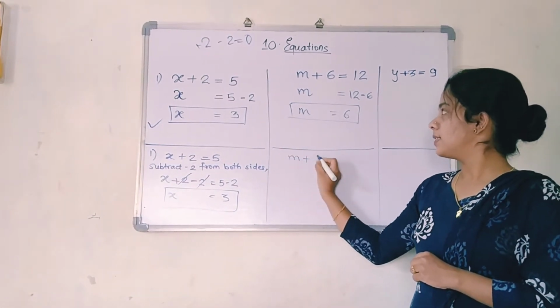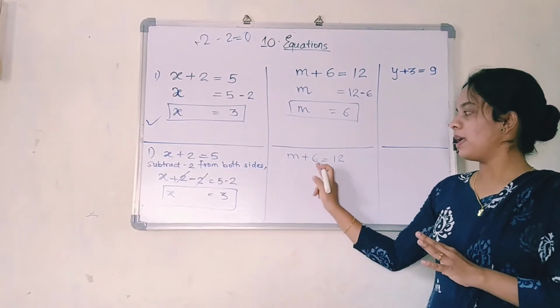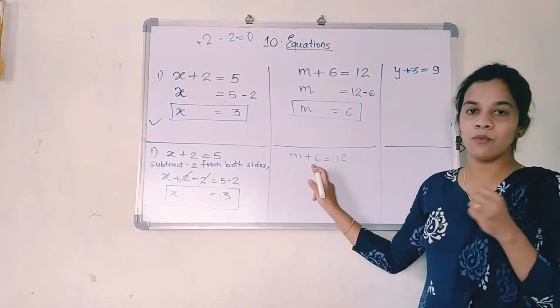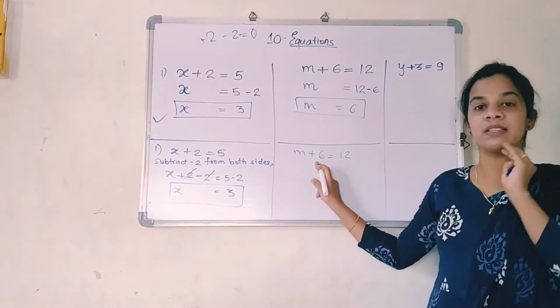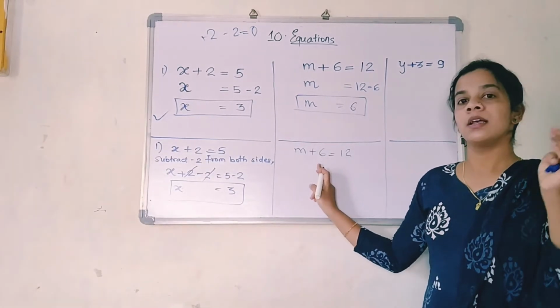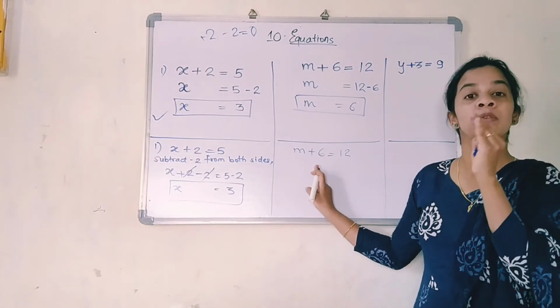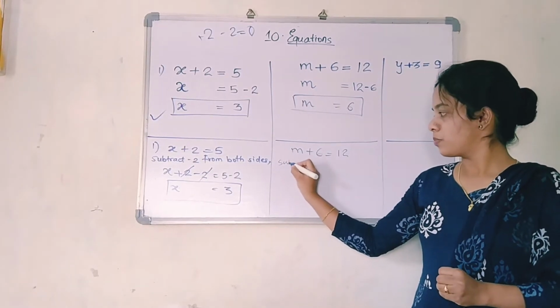By another method, if you want to do it, you may clearly see I am just going to write the question. M plus 6 is equal to 12. Same question. Here it is plus 6. I want to remove it. So I will subtract minus 6 from both sides. If it is plus 6, I will subtract minus. If it was minus, I will add plus.